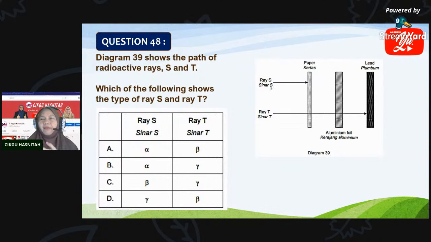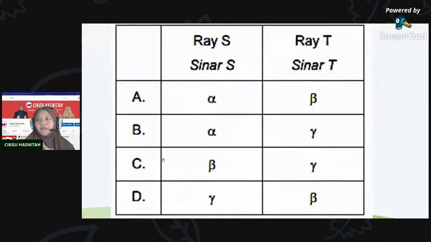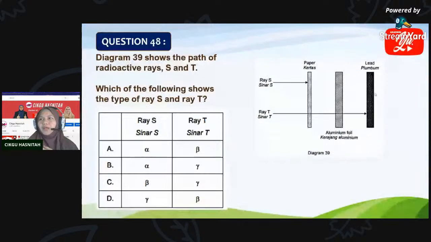So which ray represents S, which ray represents T? They give you: A, S is alpha, T is beta. For B, S is alpha, T is gamma. For C, S is beta, T is gamma. And for D, S is gamma, T is beta. So which one do you think S and T are? A, B, C, or D?